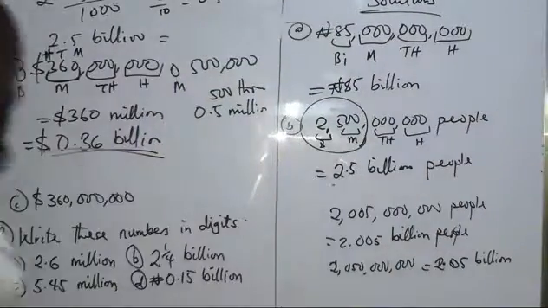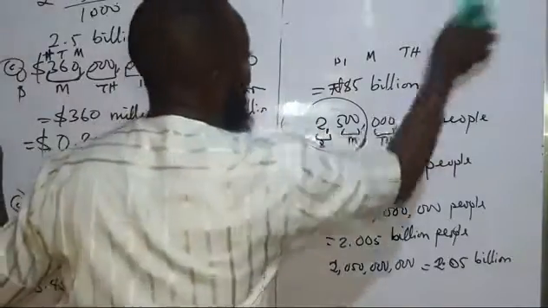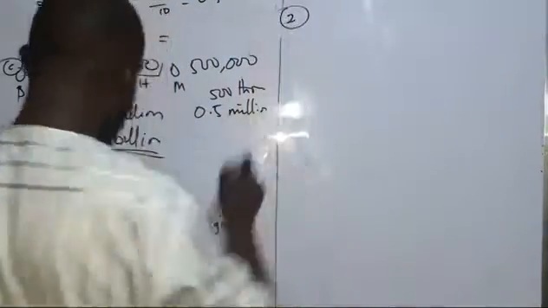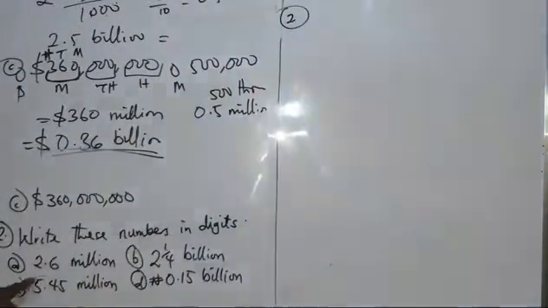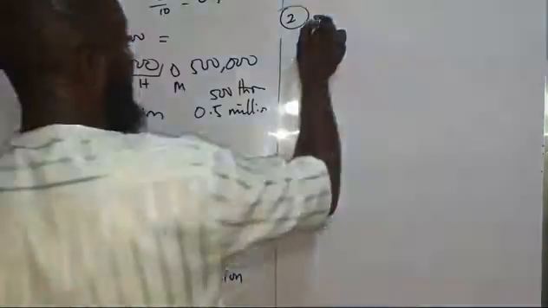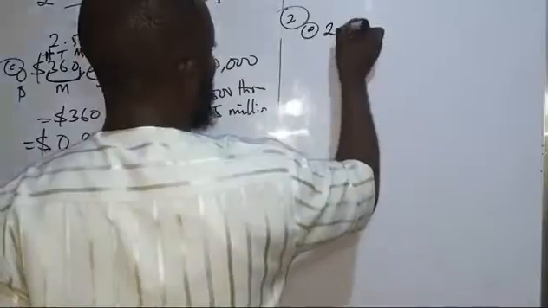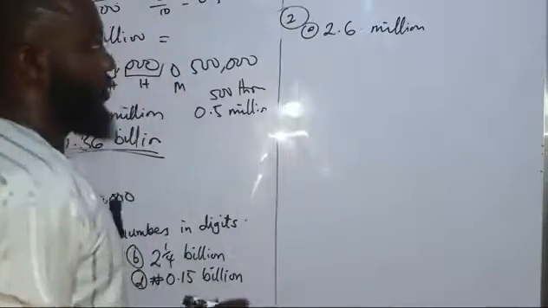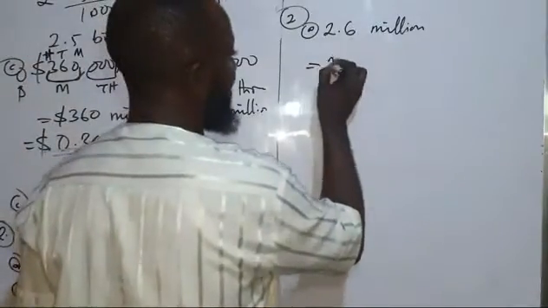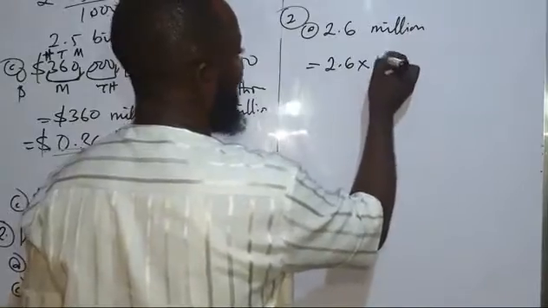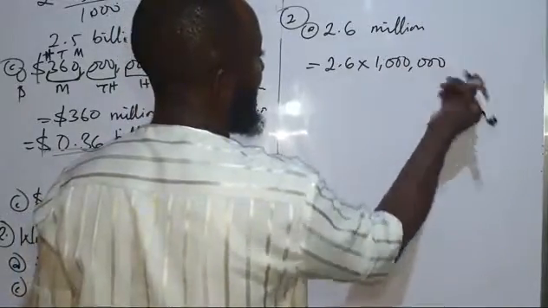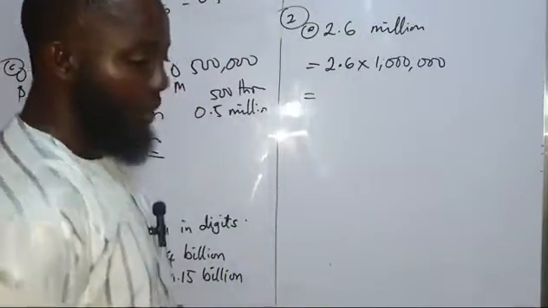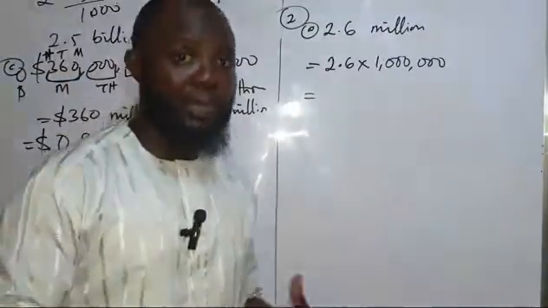So let's now move to question number 2. For this question, you have to pay attention. For number 2, write these numbers in digits. So we have 2.6 million. The first one, 2.6 million. We want to write this in digits only. So we want to remove the million. What you're going to do is very simple. 2.6, this is million. Just multiply by 1 million. Simple. So that's it. Now you can see the shortcut is this: multiplication by a power of 10. When you are multiplying by a power of 10, this is what you should do.